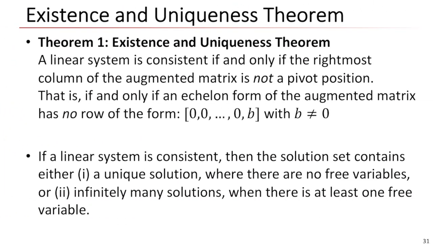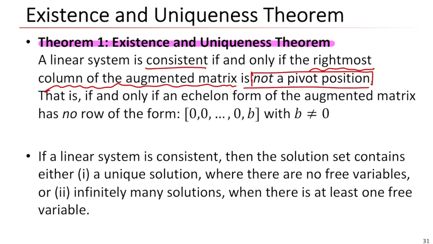Okay, so the one more last concept, this is also a very important theorem. It is called the existence and uniqueness theorem. Okay, what is that? Okay, let's see. A linear system is consistent if and only if the rightmost column of the augmented matrix is not a pivot position.